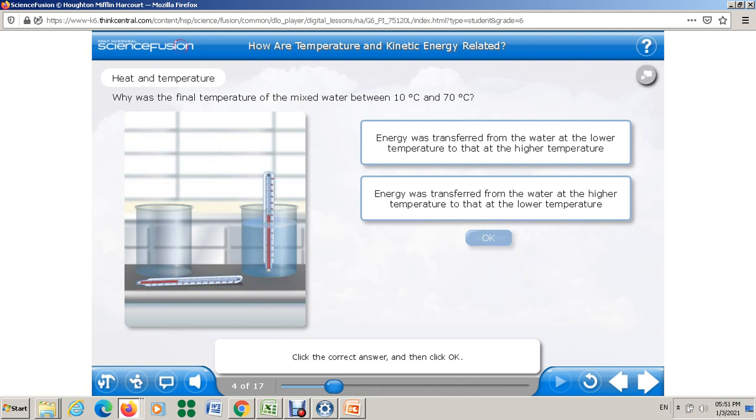What do you think? From hot to cold, or from cold to hot? For sure, this is the correct answer. Let's see. You got it.